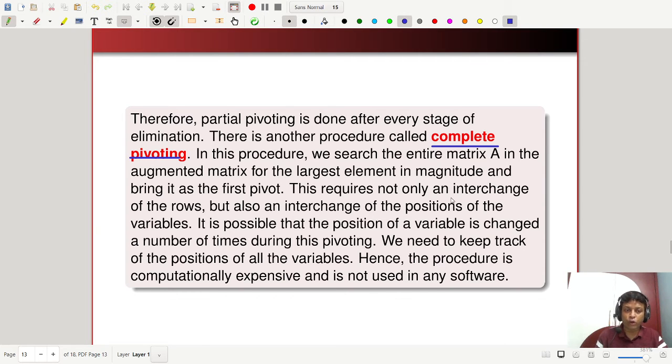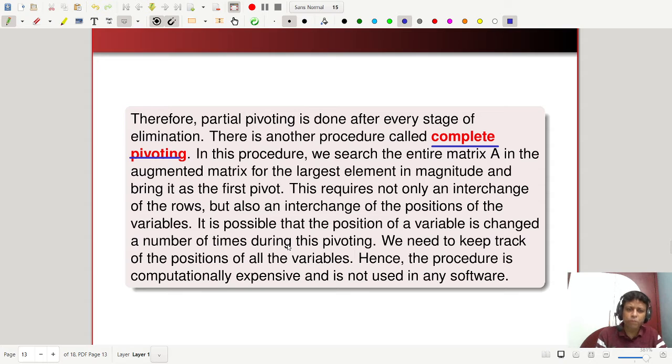This requires not only an interchange of the rows, but also the interchange of the positions of the variables. Maybe the y coefficient is larger in magnitude. Maybe the z coefficient is larger in magnitude. So that comes to the first position. That will interchange not only rows, but also columns, and so the position of the variables changes.